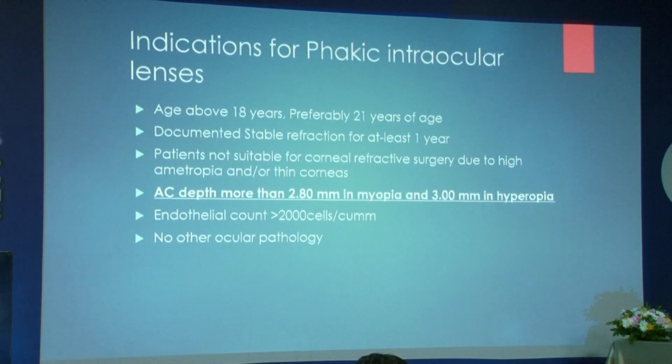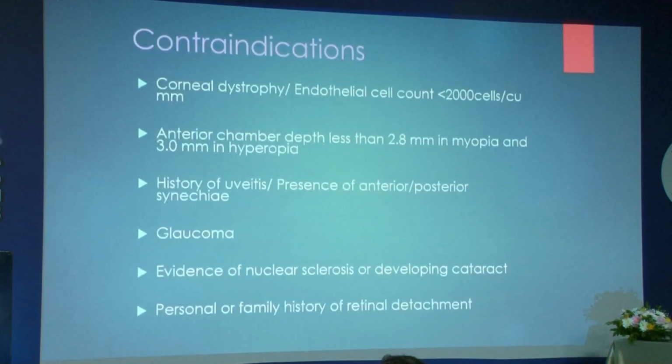There are a lot of them who will come and say, no, let us do it anyway. Patients who are not suitable for corneal refractive surgery come to you for phakic IOL because they have not been eligible for LASIK or the number is too high. The most important prerequisite would be AC depth more than 2.8 millimeters in myopia and 3 in hyperopia. Endothelial cell count needs to be good and no other ocular pathology.